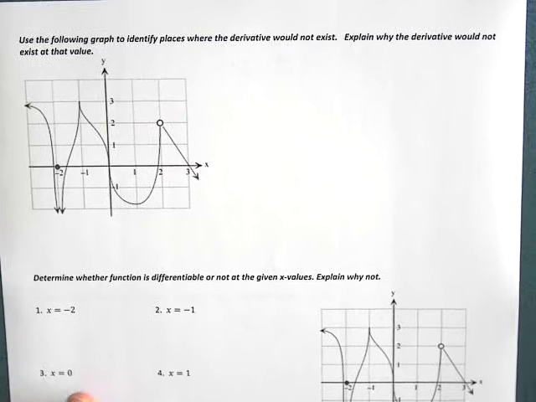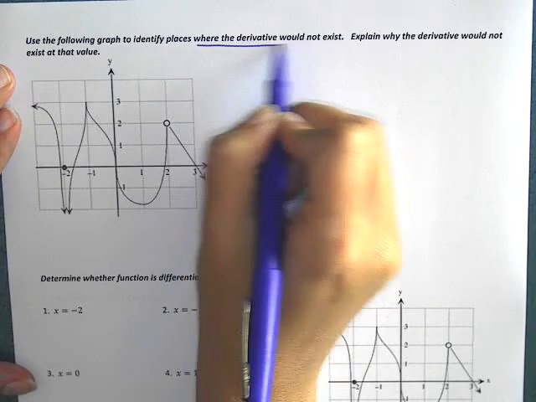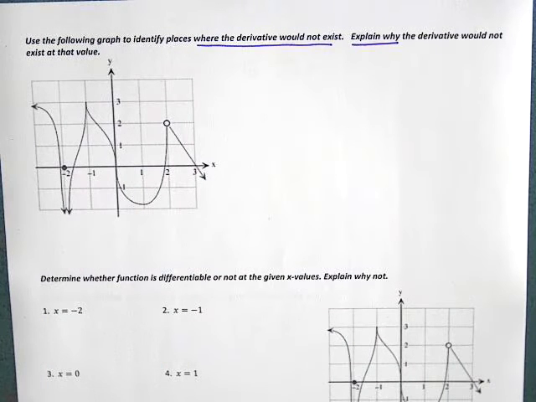The first type of question or problem I could give you is to look at this picture and tell me where the derivative does not exist. Then tell me why it doesn't exist at that value. So there are two steps here. Where the derivative does not exist, explain why. When I say explain why, all you have to say is either corner, cusp, vertical tangent, or discontinuity. So let's take a look.